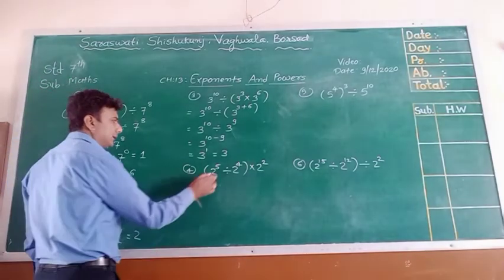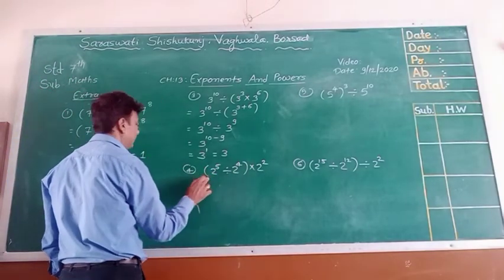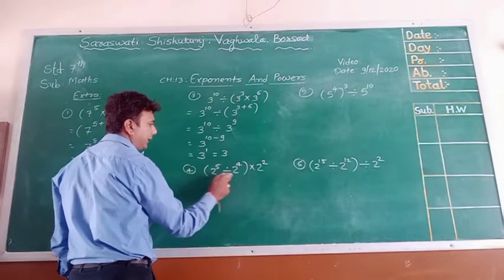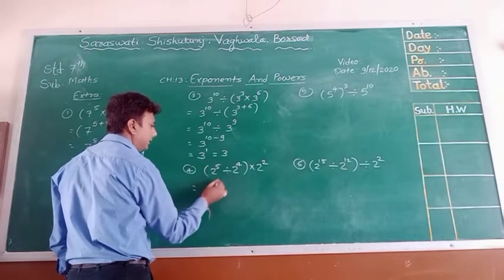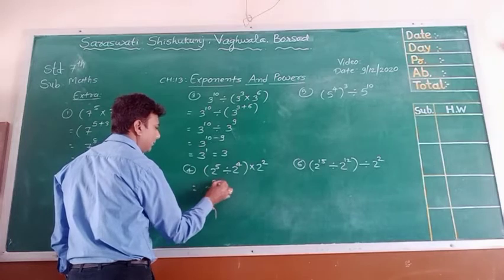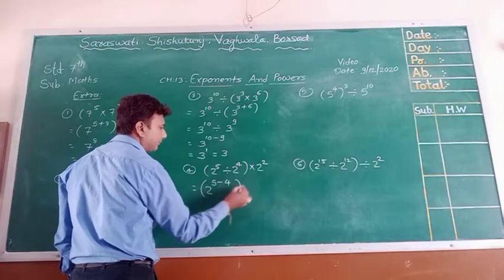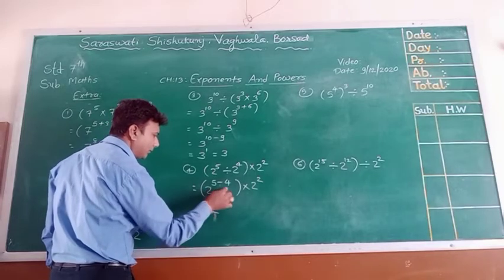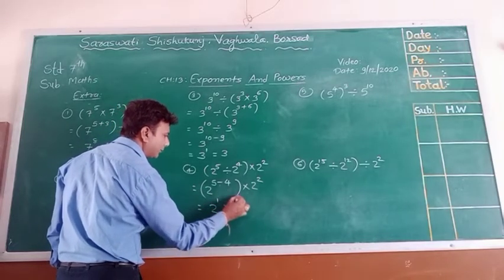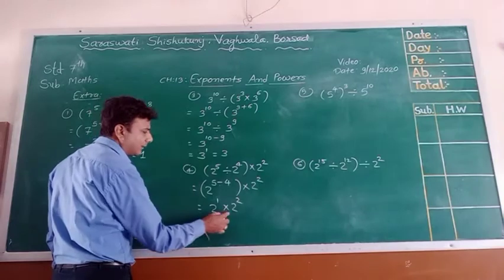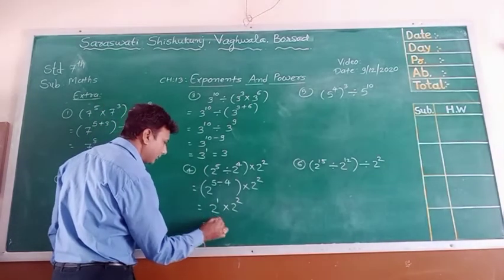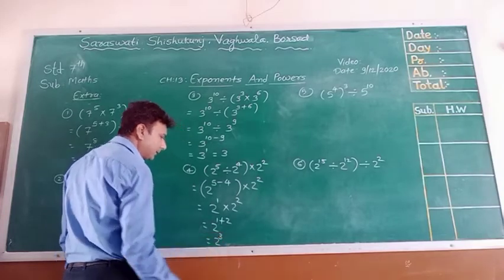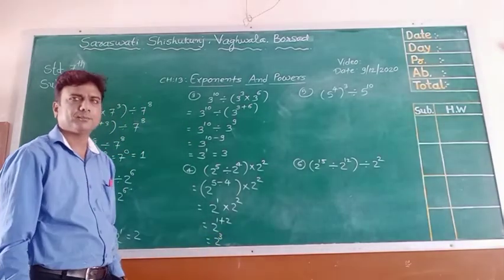Now this is the fourth number sum. In this fourth number sum, first we will simplify this small bracket, and both have the same base division, so subtraction of their powers. 5 minus 4 is 1, multiplied by 2 raised to 2. Now same base multiplication, sum of their powers. 2 plus 1 is 3. So our answer is 2 raised to 3.